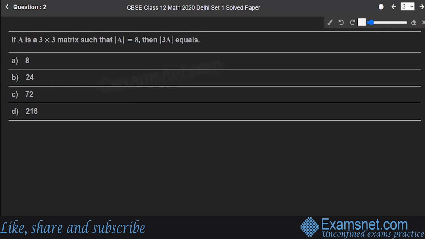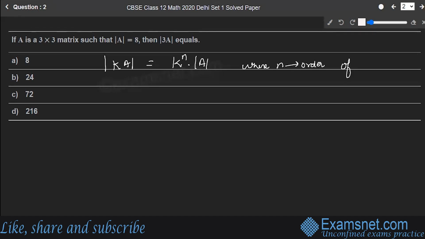Question number 2. If A is a 3 by 3 matrix such that determinant of A is equal to 8, what is the value of determinant of 3A? This is actually a very easy question. You are given that determinant of A is equal to 8. Let's talk about a general formula. Determinant of K into A is given by K raised to power n into the determinant of A, where n is the order of the matrix.